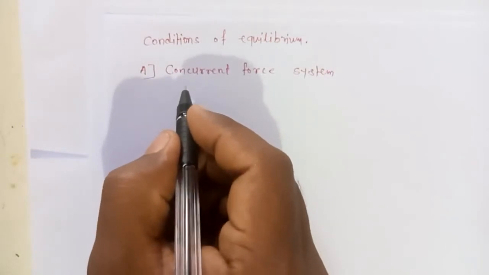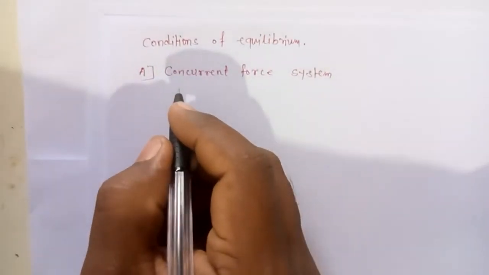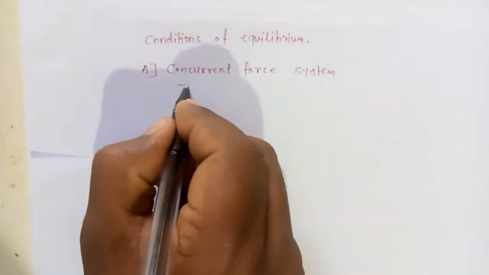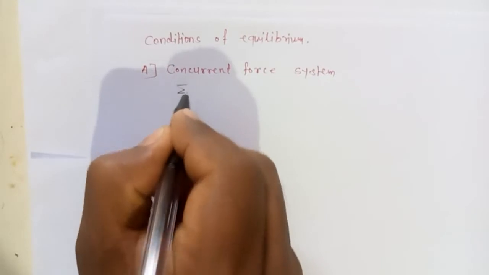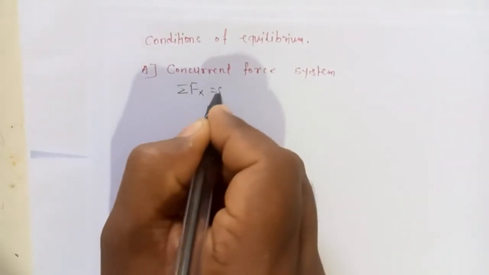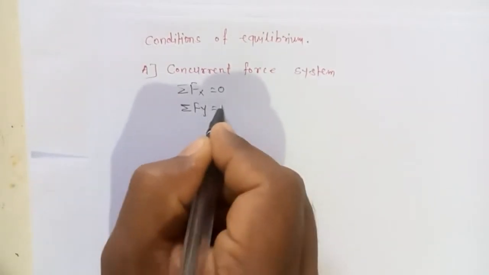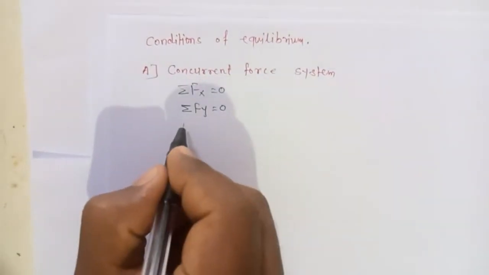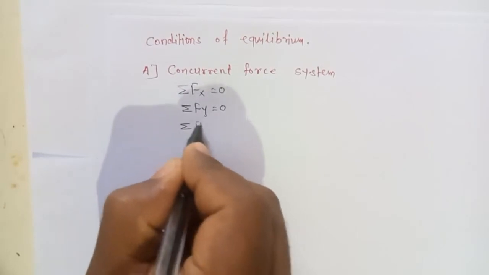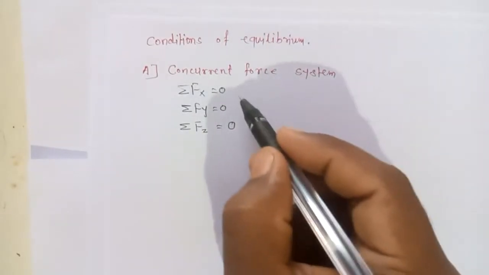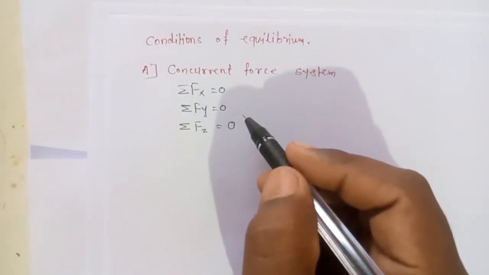So the conditions of equilibrium available for this concurrent force system are: the first condition is summation of Fx is equal to 0. Second condition is summation of Fy is equal to 0. And third condition is summation of forces about z equal to 0. So these are the three conditions of equilibrium available for concurrent force system.